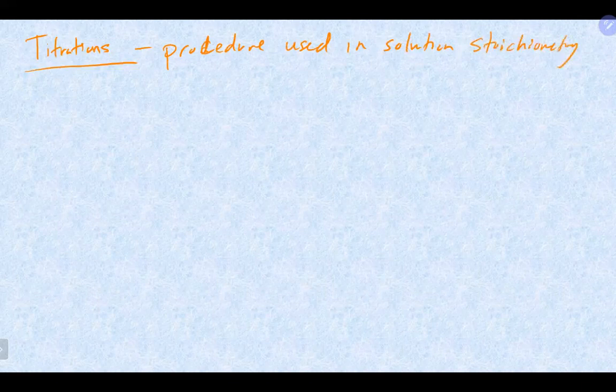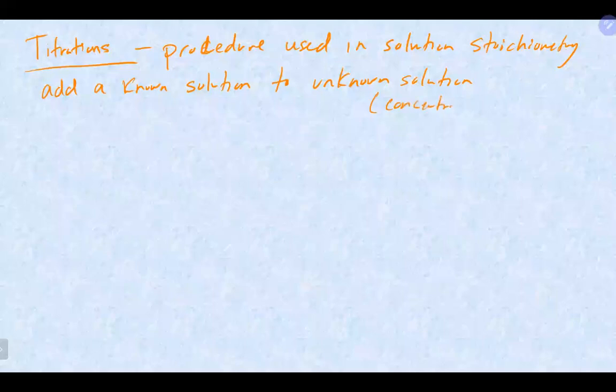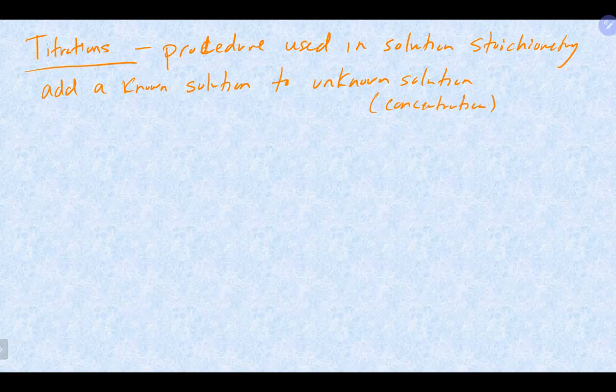And usually in a titration, you add a known solution to an unknown solution. And you try to figure out a couple of things. A lot of times you may try to figure out the concentration of that unknown solution. Maybe you'll figure out the volume needed to neutralize it, something of that nature.